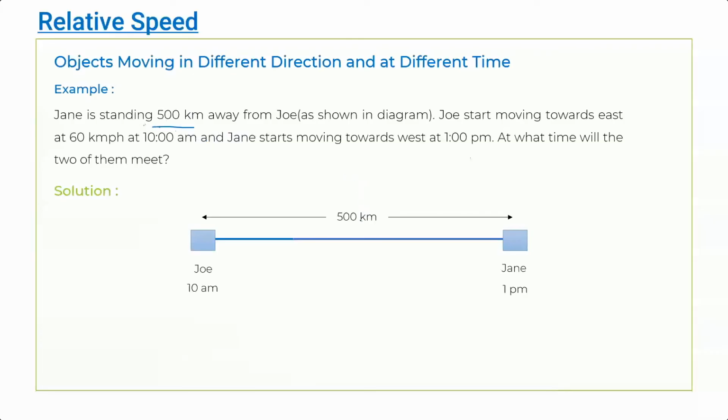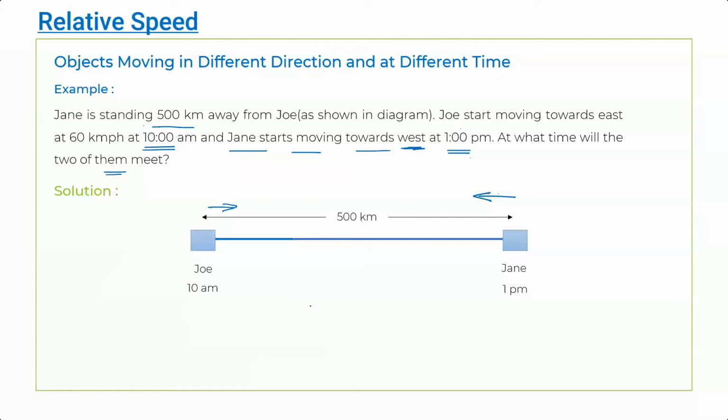Now, the last case is an interesting case in which you'll notice that Jane and Joe are standing 500 kilometers apart, okay? Joe is moving towards east at a speed of 60 kilometers per hour, but Joe started at 10 a.m. and Jane starts moving towards west, so in this direction, at 1 p.m. Now, notice the timing is different. The question is still asking us at what time will they meet?